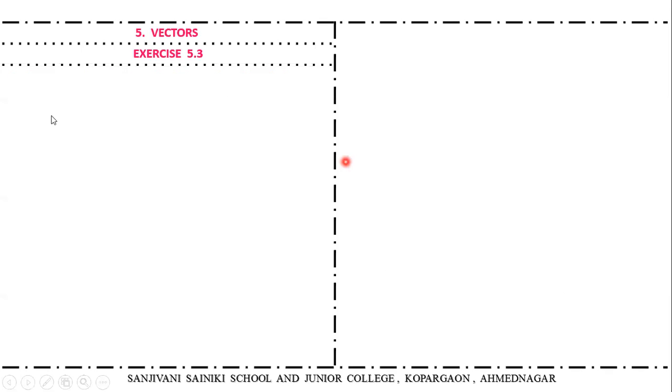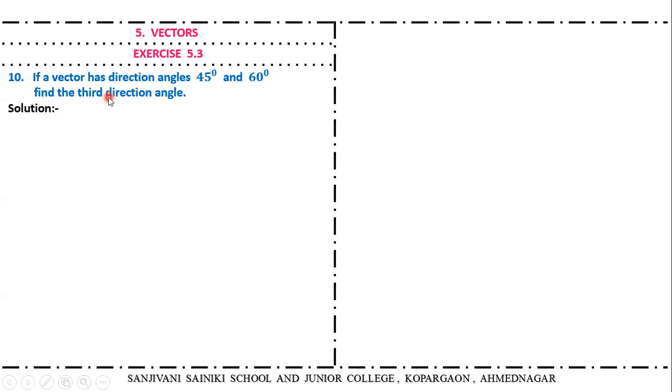The next example is: if a vector has direction angles 45 degrees, 60 degrees, find the third direction angle. So simple. It depends on the topic of direction of a line, direction angles, direction ratios, direction cosines. Now, what is alpha? Alpha is 45 degrees. What is beta? Beta is 60 degrees. Let the third direction angle be gamma.